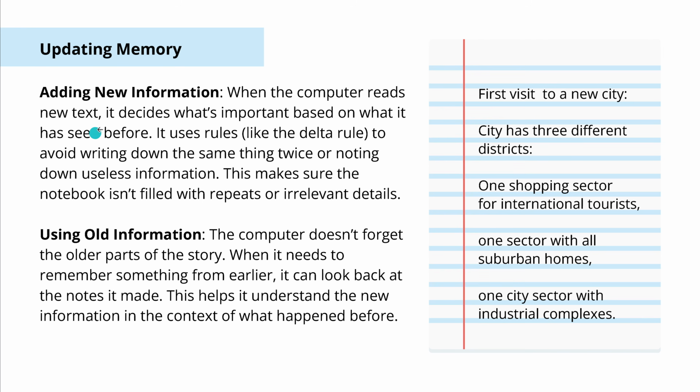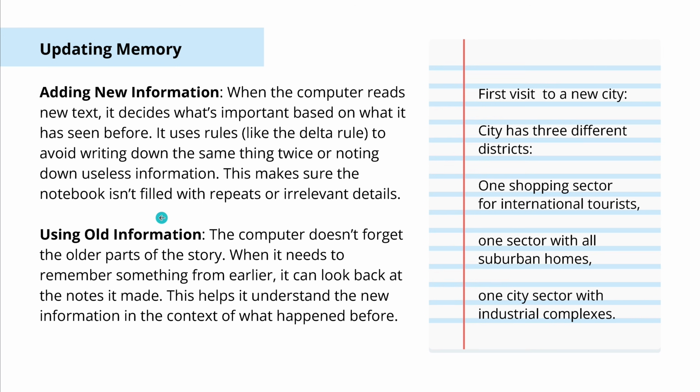So when the computer reads new text, it decides what's important based on what it has seen before. And it uses some rules like the delta rule, I'm going to show you in a minute, to avoid writing down the same thing twice or noting down useless information. Now you can imagine a machine that has to decide if the information is valuable or not at a very early stage is not an easy task. However, we make sure the notebook isn't filled with repeats or irrelevant details, so we write down all the key value elements that have a high attention score.